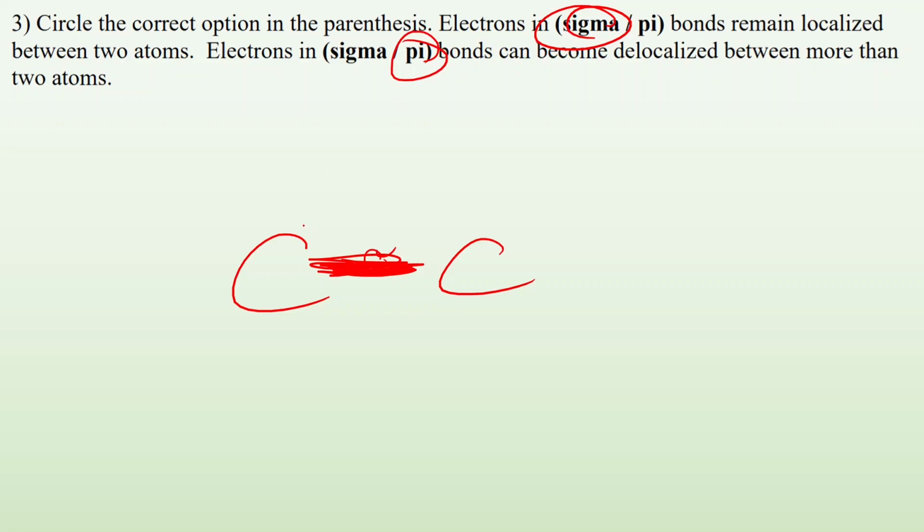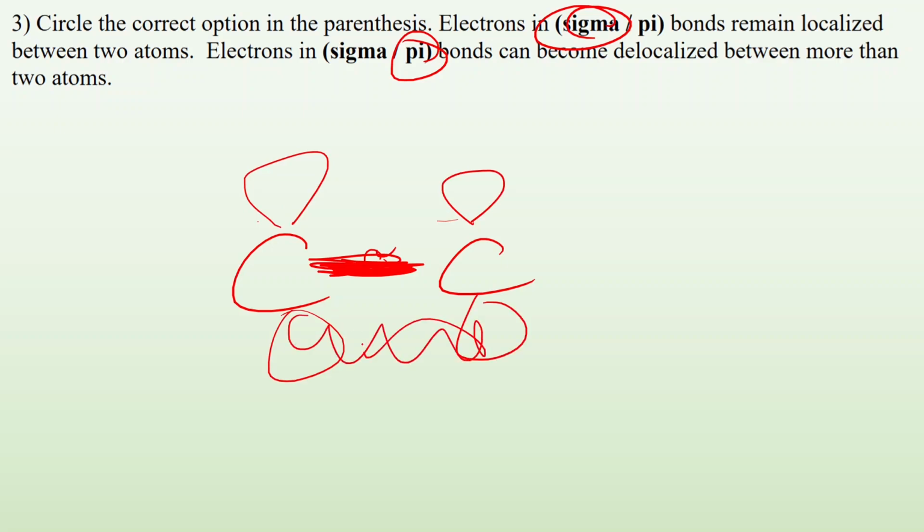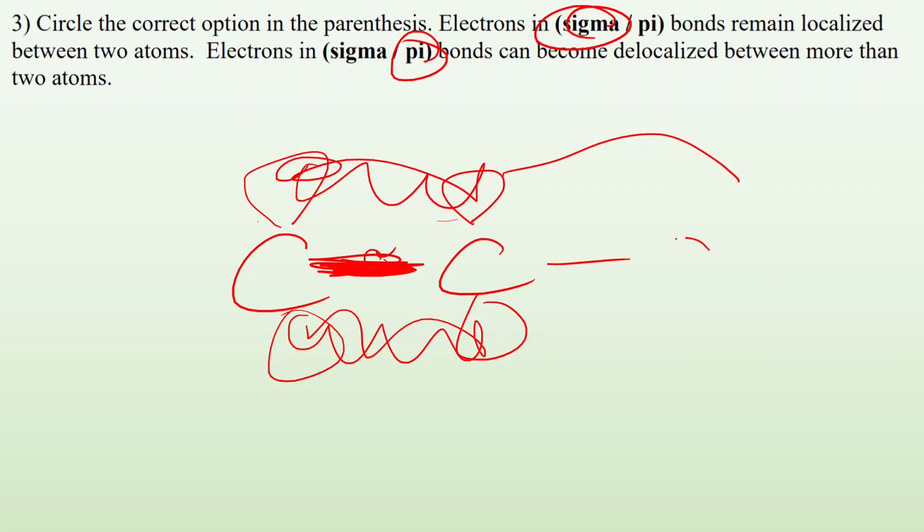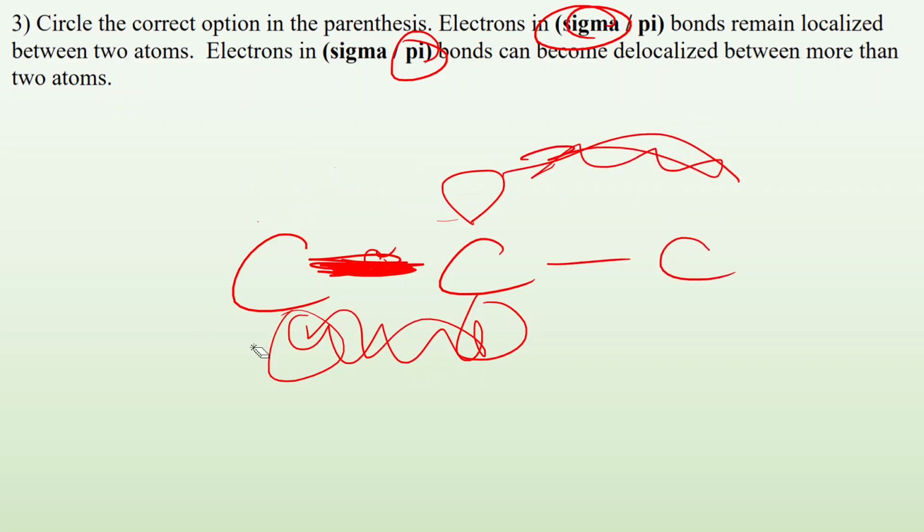So if we had a multiple bond, right, if we had these p lobes overlapping above and below, they can become delocalized and move on to in between these 2 carbons too, if the structure warrants it.